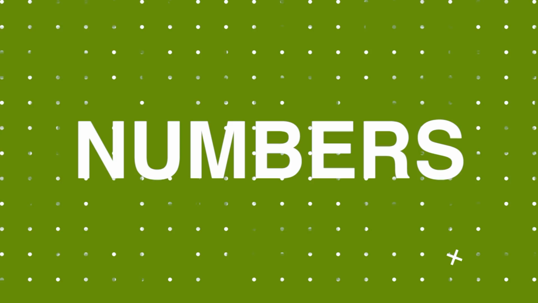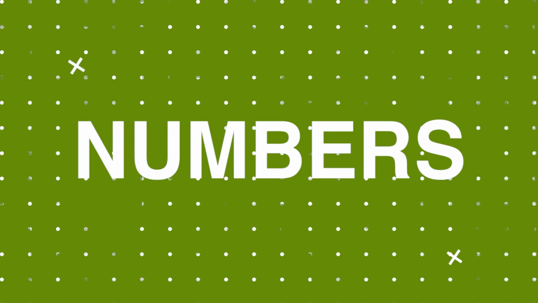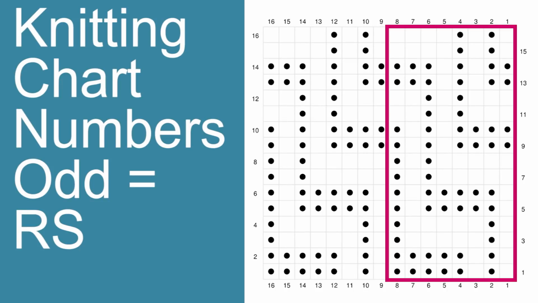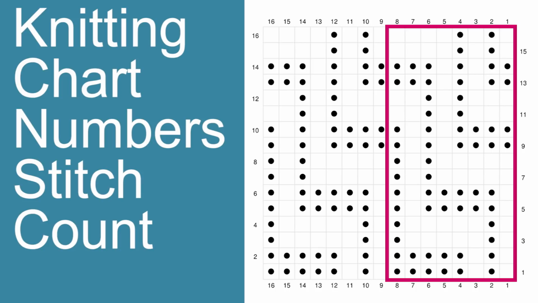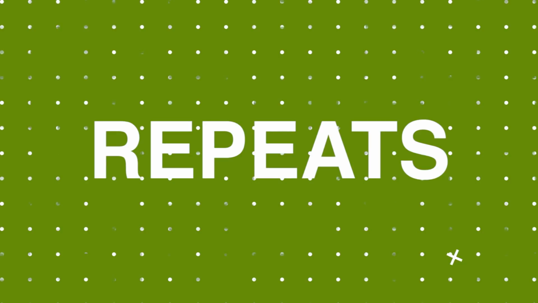You'll see we have numbers here on our chart. Now on the right side, we have odd numbers. Over on the left side, we have even numbers, and those are also the rows, and those will be what you're knitting on the wrong side of your work. The top and bottom numbers, those are just there to help you with the stitch count.